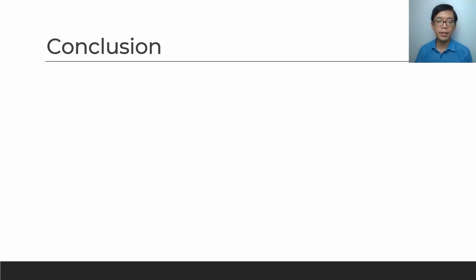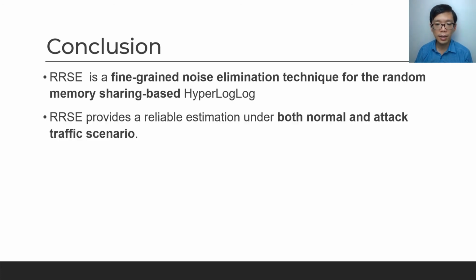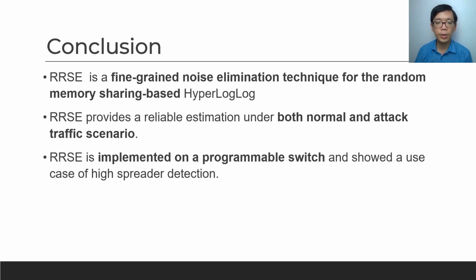To sum up, in this paper, we introduce RRSE, a fine-grained noise elimination technique for random memory sharing based HyperLogLog. We show that RRSE provides reliable estimation under both normal and attack traffic scenarios. We implement RRSE on the programmable switch and show a use case of high spreader detection. We believe that this work opens a new direction in addressing noise reduction for random memory sharing and will inspire further development in sketch-based design.